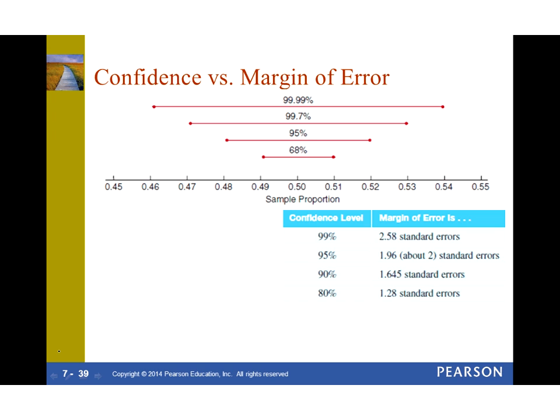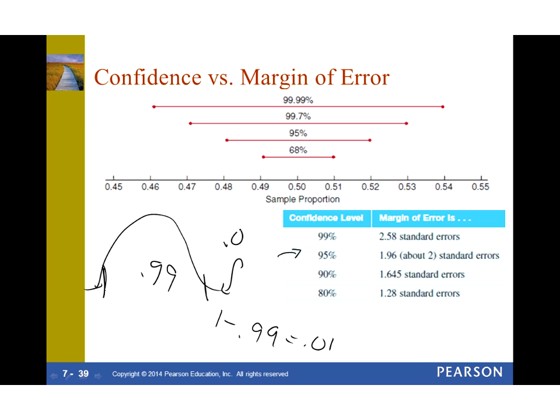If you look at confidence versus margin of error, as I showed you in that illustration before, a 95% level of confidence is about 2 standard deviations away from the mean. For a 99% level of confidence, the area that we're covering is 0.99. So the area in the tails is 1 minus 0.99, which equals 0.01. The area in each tail is half of that, which is 0.005. That's why it has a larger z, which is 2.58 standard deviations away from the mean.